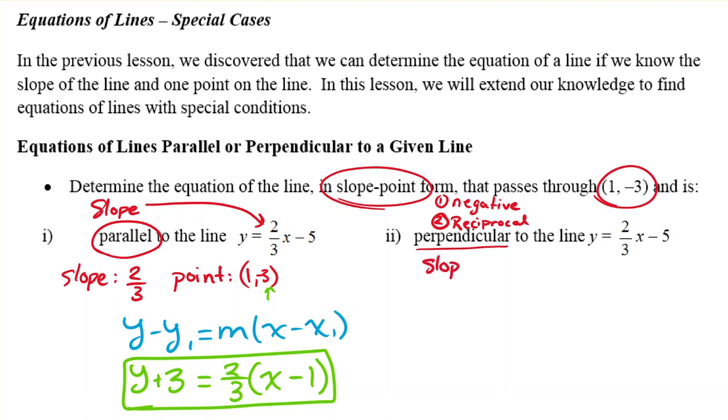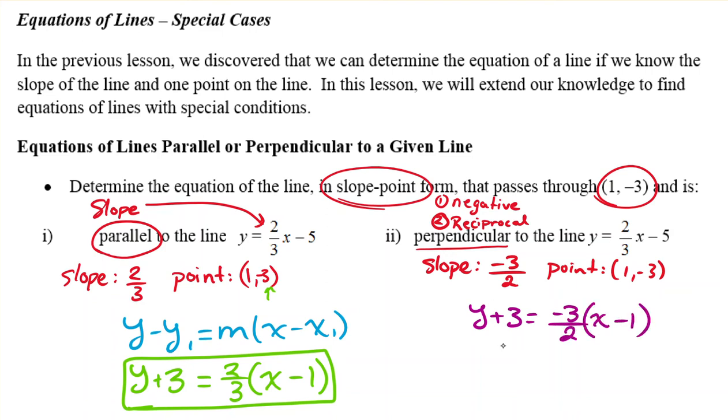So our new slope is negative 3/2, but our point has remained the same. That's still 1 comma negative 3. So let's put this into our slope point form of a line. It's the same as this equation here, y minus y1. So y minus negative 3 is y plus 3 equals negative 3/2 times (x minus 1). So that's including our slope of negative 3/2 and our point of 1 comma negative 3.